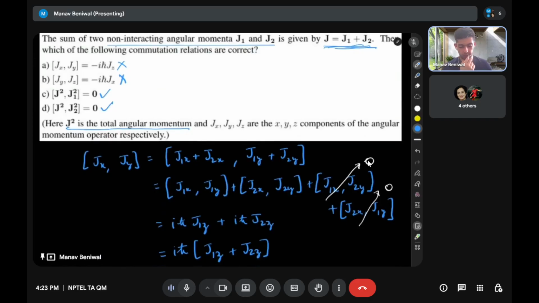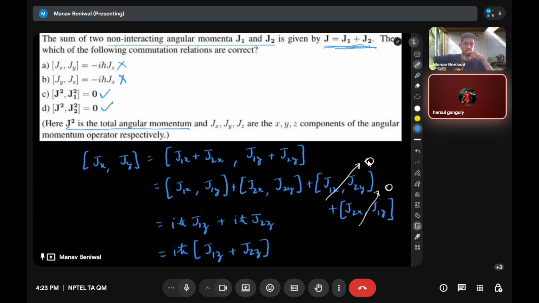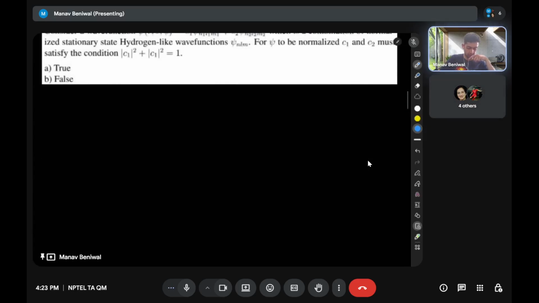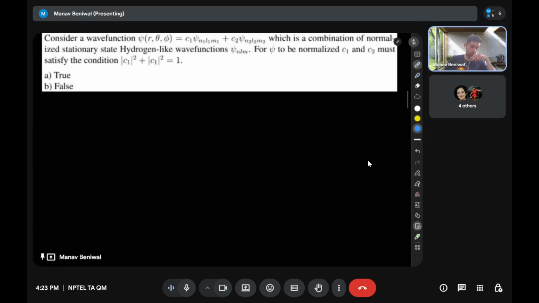So I have solved part A and part C, and for part B and part D, I have just said that they follow from our previous calculations. However, I suggest that sometime later you go back and give it a try, and you'll get the same answers. Any doubts? Should we move on? Okay, move on, please. Good. Let's go on to the next problem.